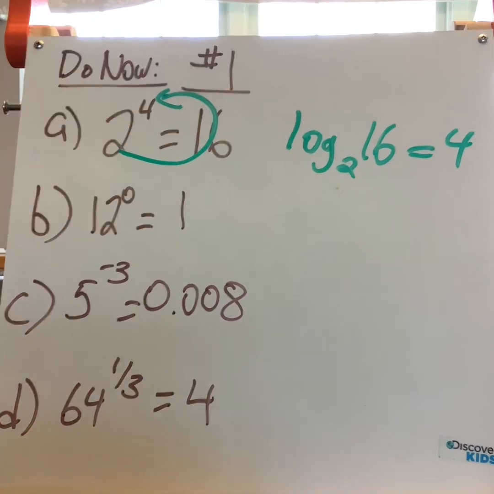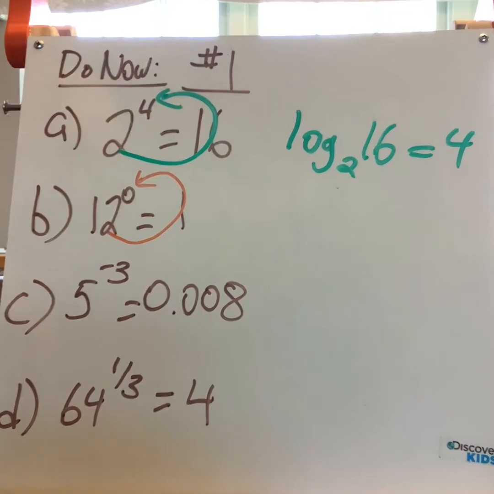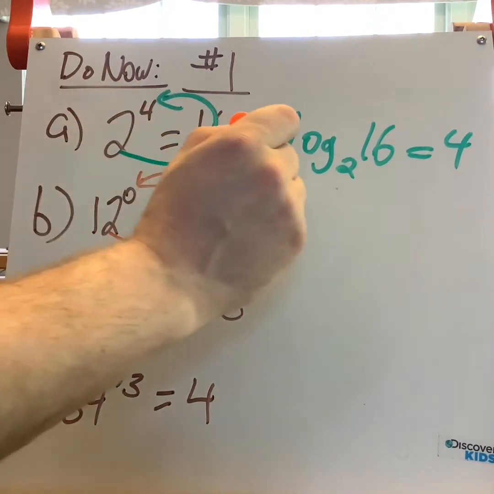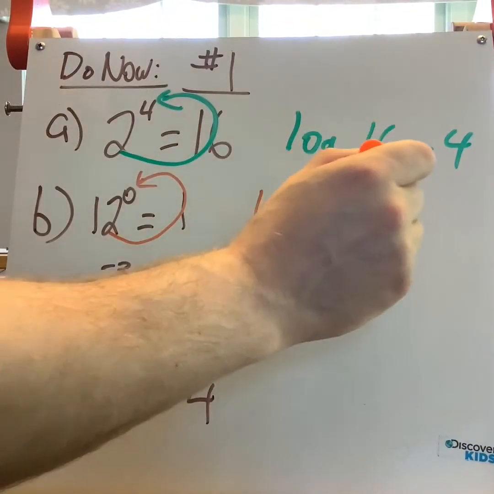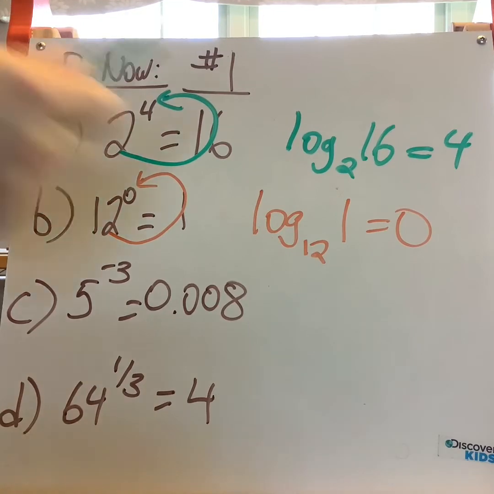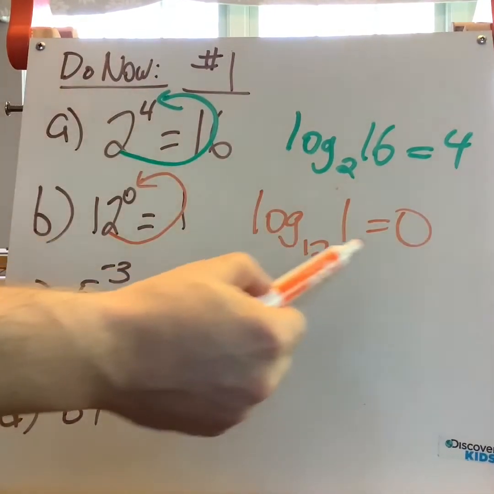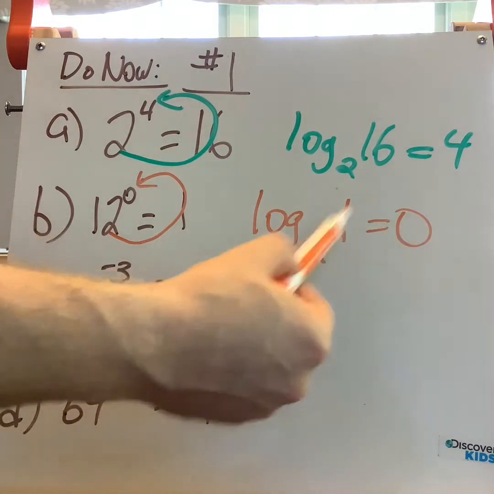For letter B, we're starting at 12. We're looping all the way around and going through that 1 to the 0, and it becomes the log base 12 of 1 is equal to 0. That means 0 is the exponent of 12 that yields an answer of 1, meaning 12 to the power of 0 equals 1.